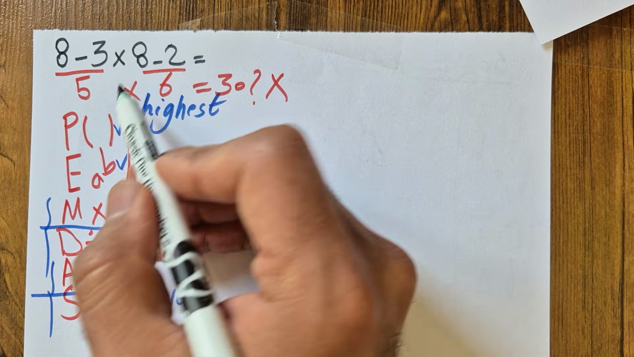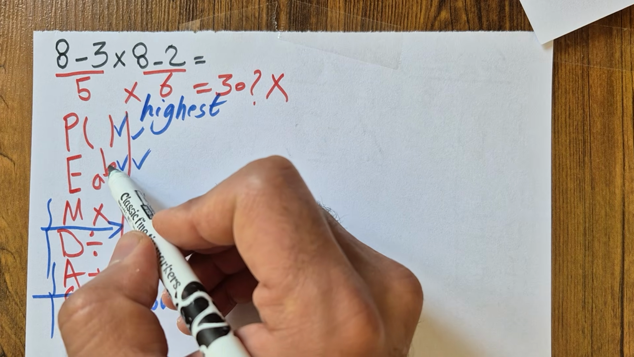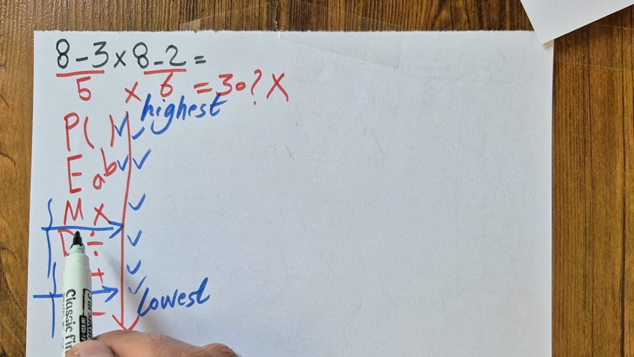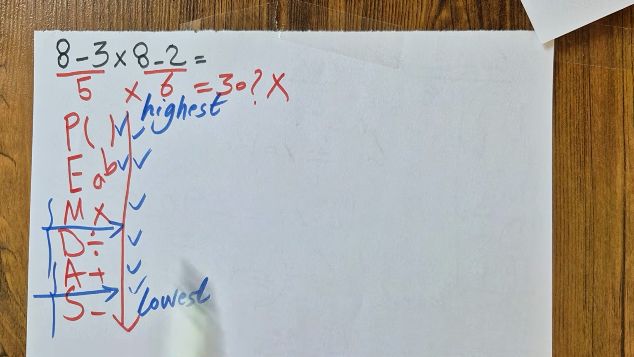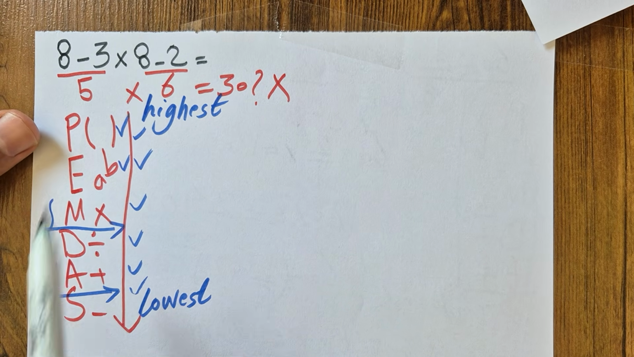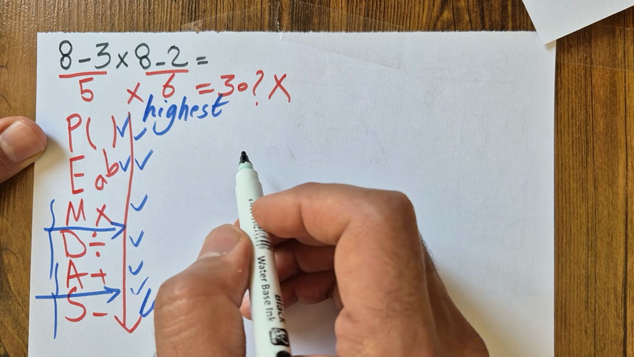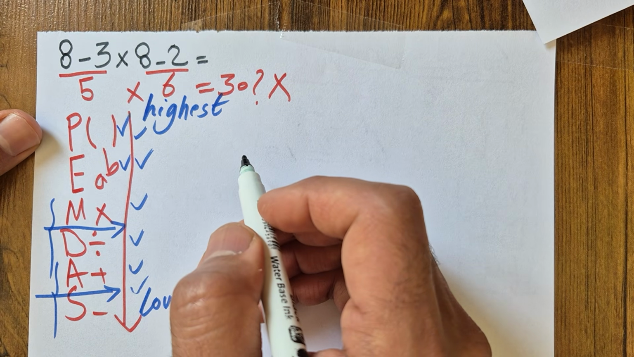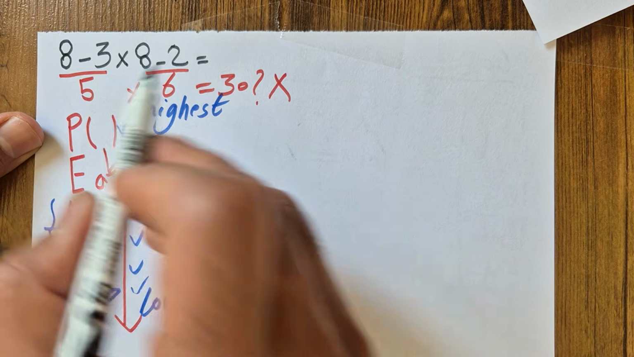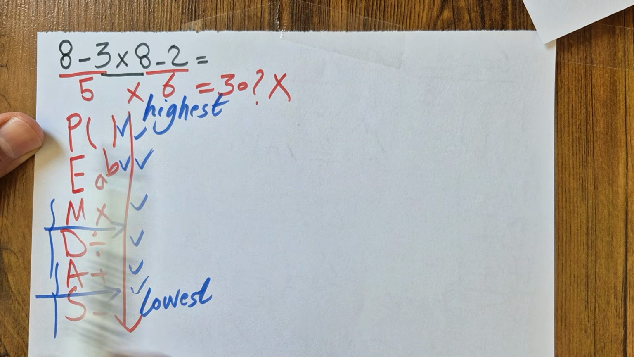Do we have any parentheses? No. Do we have any exponents? No. Do we have any multiplication or division? Yes. Do we have any addition and subtraction? Yes, we have subtraction. But according to PEMDAS, multiplication has a higher priority than subtraction. So we must do this part at first.